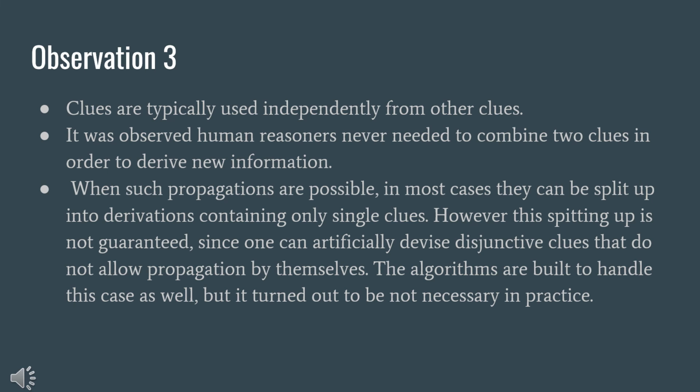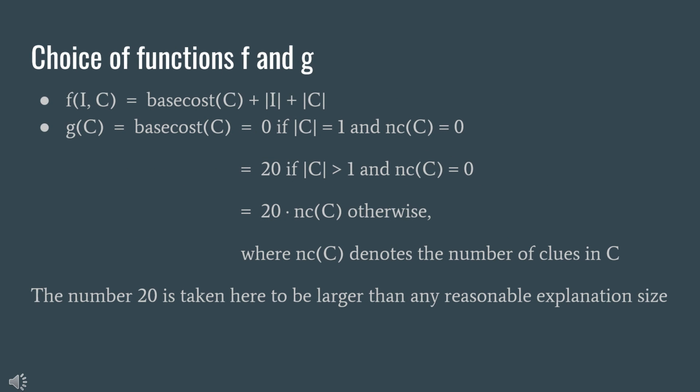Now there is another observation that it is very rare to use two clues to derive new information. Even if there are, in most cases they can be split up into derivations containing only single clues. However, there might be cases where it is not possible to split up the clues, but such cases are practically very rare. Interestingly, the algorithms can handle these complex cases. So based on these observations, the functions f and g are chosen like this. The number 20 is taken here to be larger than any practical explanation size.